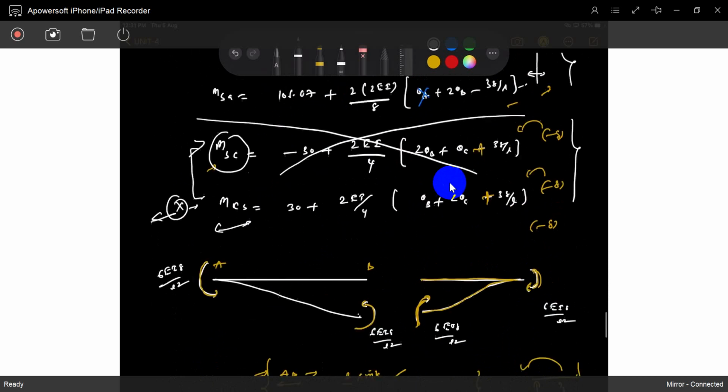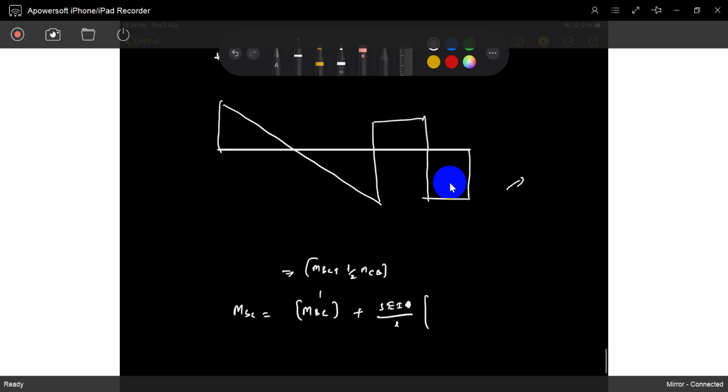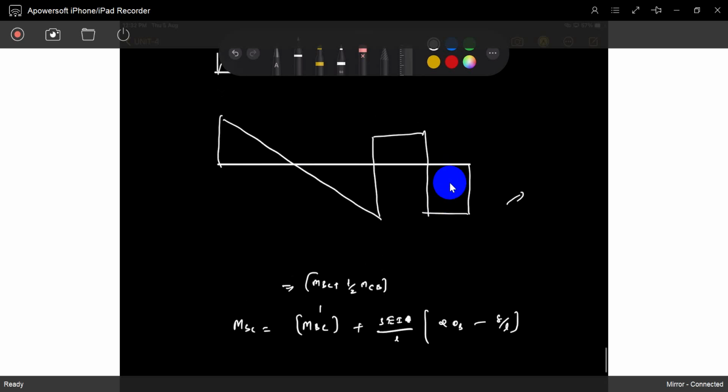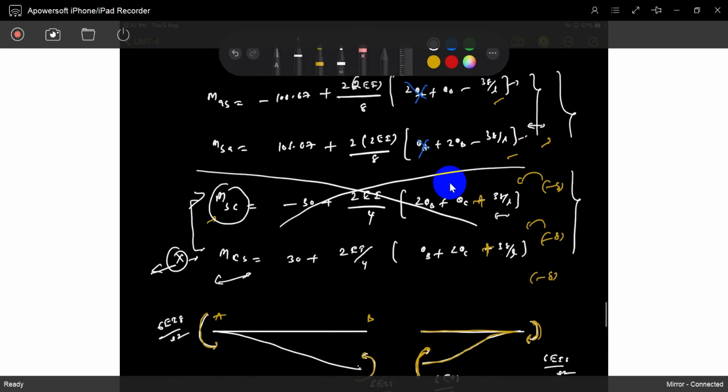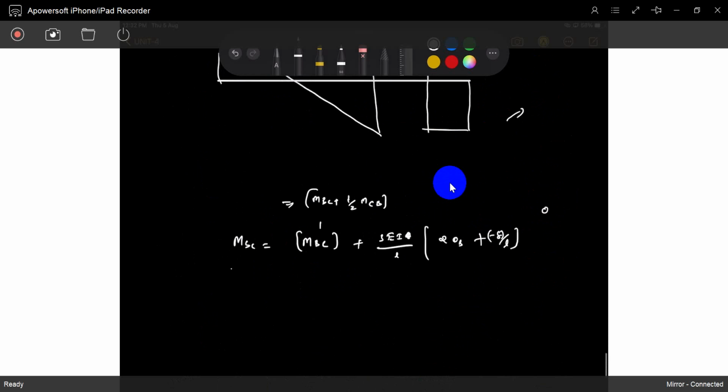Maybe if you have a chance, you will write down just the MBC modified. What is that modified? MBC plus half of the MCB, that is modified, and 3A by L, 2 theta B minus delta by L. But it's not a minus, it's a minus of minus delta, so you will get positive. That's it, na? You already know it. Minus of minus is positive. Directly if you write this equation, there is no need of theta C.